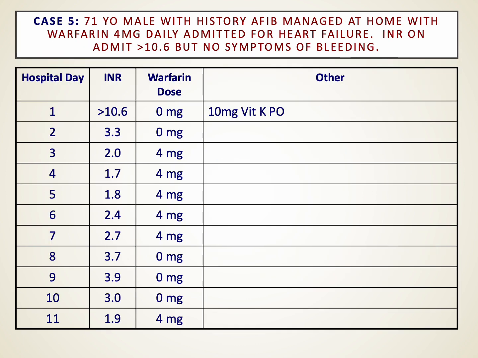Case 5, 71-year-old with AFib, basically admitted with high INR. We give him vitamin K. We hold the dose as INR comes down. We restart Coumadin. And keep in mind that his INR levels don't do too much until later in the week, and then they overshoot. Why? Because for the first few days, that vitamin K is still hanging around. It's blunted some of the effect of warfarin on the INR.